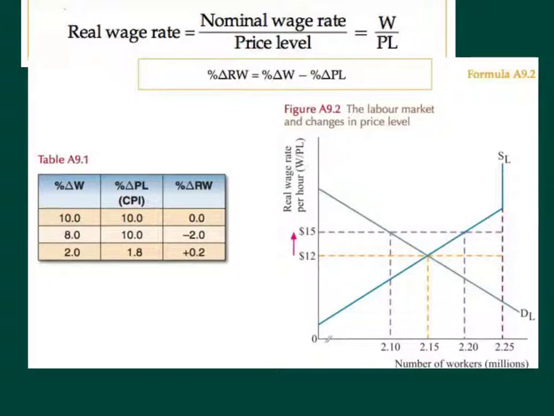If you have a look at this table here, let's say a 10% increase in nominal wages accompanied with a 10% increase in the price level means that in fact the real wages haven't changed at all. Workers are no better off. However, if there was a 2% increase in nominal wages and the price level only went up by 1.8%, workers are a little bit better off. This means that their wages would buy them more goods and services.